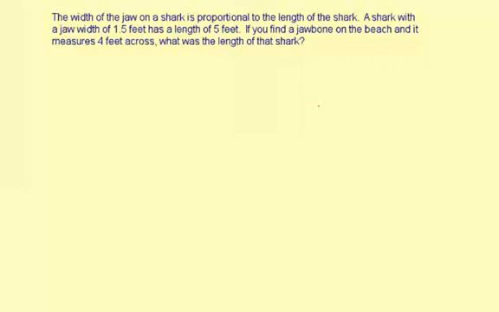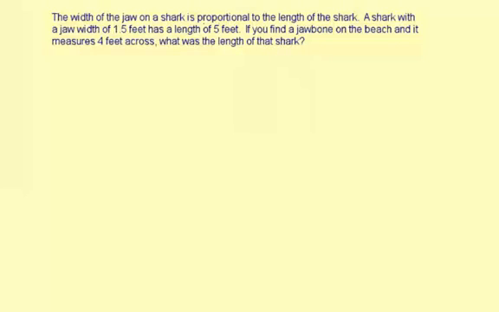The width of the jaw on a shark is proportional to the length of the shark. A shark with a jaw width of 1.5 feet has a length of 5 feet. If you find a jawbone on the beach and it measures 4 feet across, what was the length of that shark? This is just a cool question.